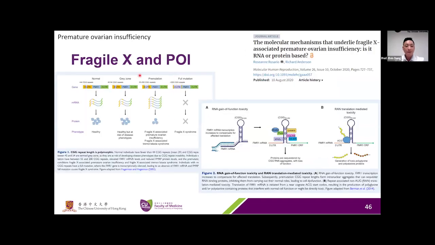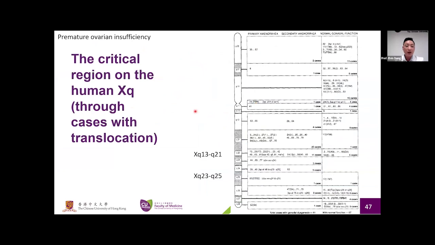But secondly, it is known that fragile X is also related to POI, because the RNA cannot function and is toxic to the cell. But today I would like to introduce a mechanism caused by structural variants. You can see this is a paper published in 1990.